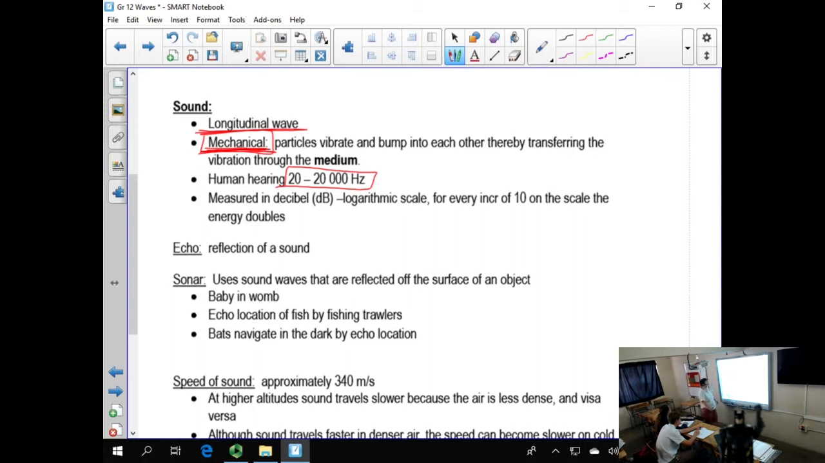All right. So the unit in which sound is measured is something called a decibel, and it's a logarithmic scale, which simply means for every increase of 10 units on the scale, the energy has doubled.